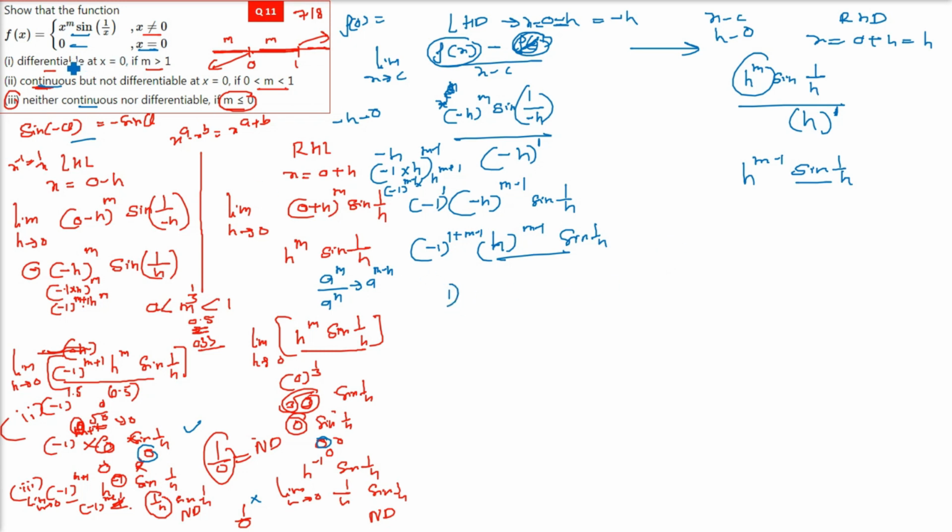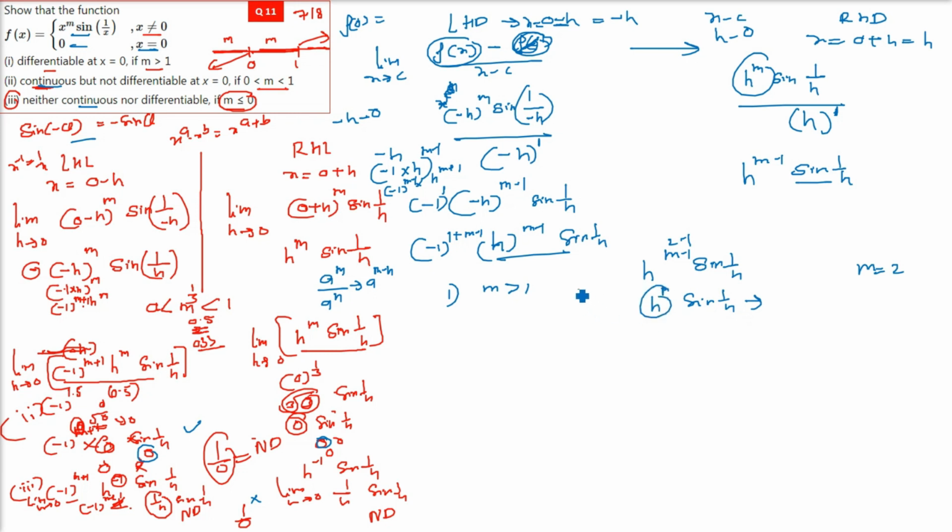First case is when f is differentiable at x equals 0, when m is greater than 1. So m is greater than 1, what does it mean? h to the power m minus 1 sine 1 by h. What is m minus 1? m is greater than 1. Let us take some value, let us take m equals 2. So h raised to the power 1 sine 1 by h.